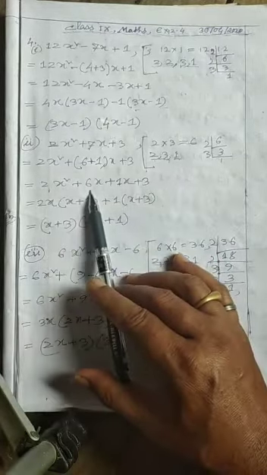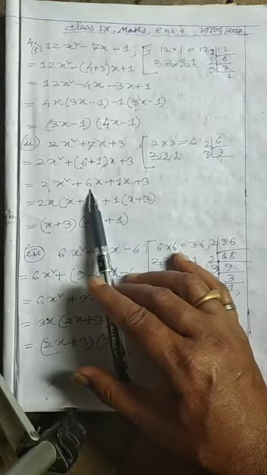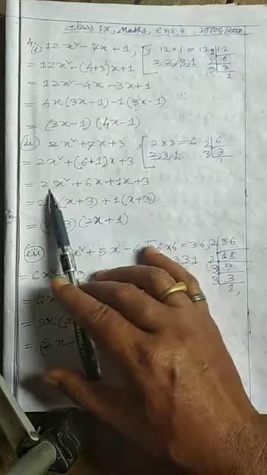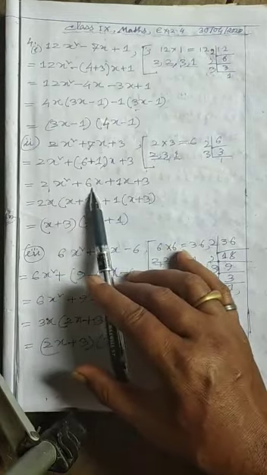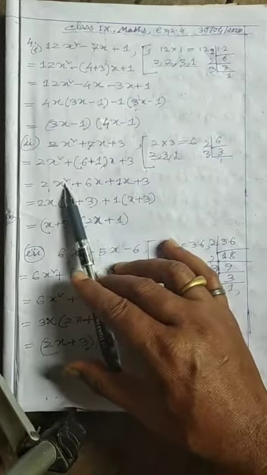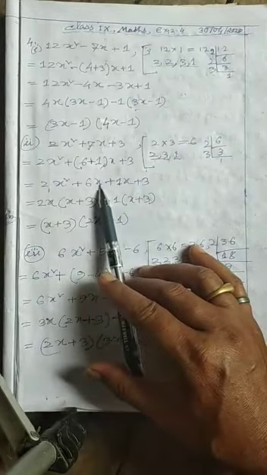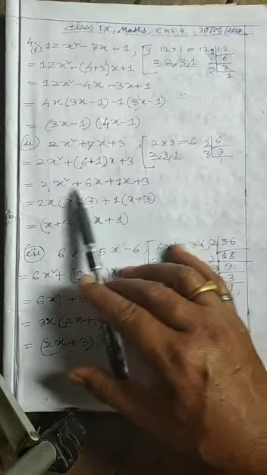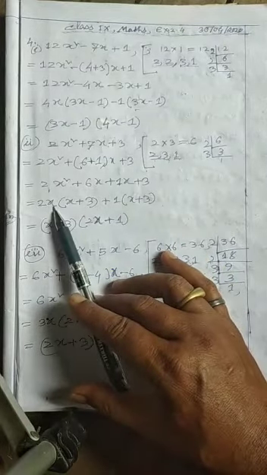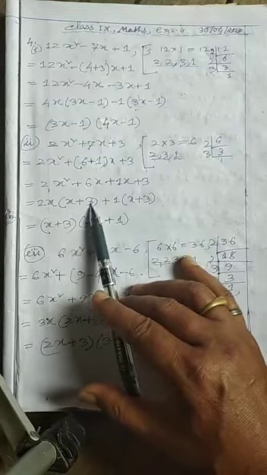2 is there, here also 2 is there. Why? 2 3s are 6. Now you can take 2 common from these two terms: 2x square, 2 into 3 is 6. So 2 is there, 2 is there. How many x are there in the first? 2. How many x in the second? 1. From these two terms, you can take x also common. So twice x you can take common. The remaining term will be x plus 3.